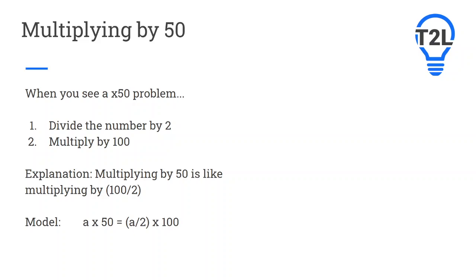So for an example, if we were to do 48 times 50, like we said, the first step is to divide the number by 2. So 48 divided by 2 would equal 24. And then the next step, like we said, is to multiply it by 100. So 24 times 100 is 2400. That's how you would do any number times 50.